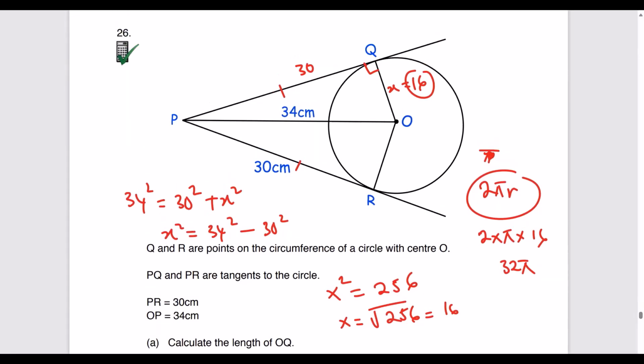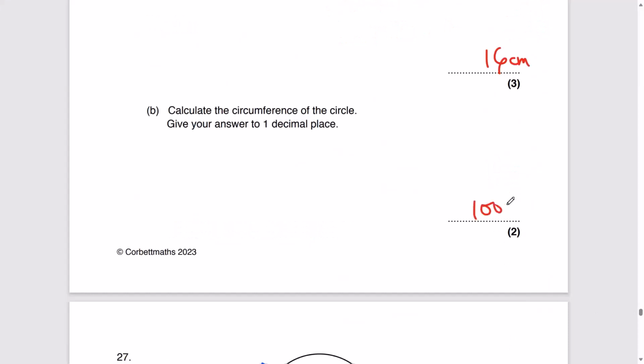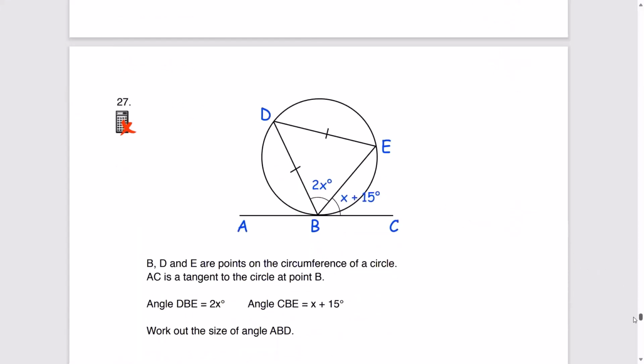Pardon, what did you say I should do? If you multiply 32 times pi, what do you get? To how many decimal places? To 1. 100.5. Yeah, so that's the answer to 1 decimal place, centimeters. What did you get? I got the same thing. Okay. Next.